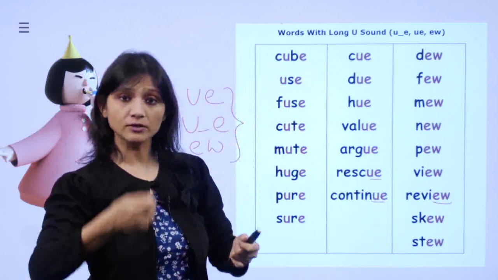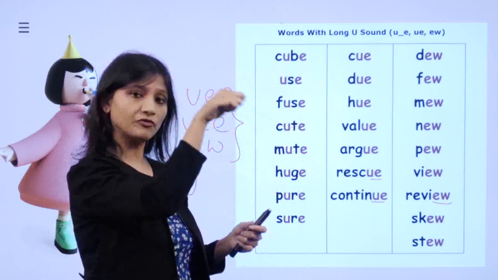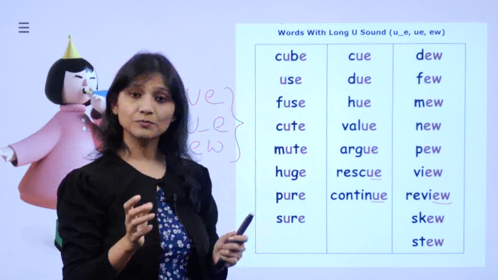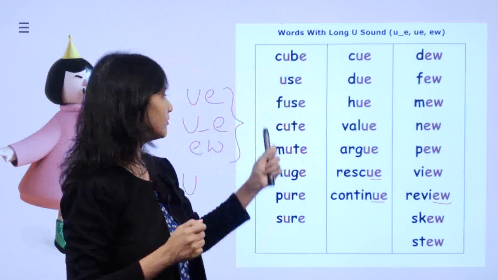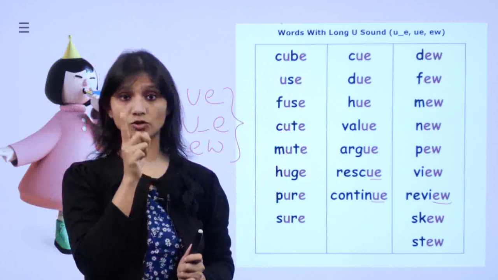We use our hands to eat. Use. Fuse. The fuse in the socket we put, no, fuse. Fuse. Cute. People say you are so cute. Okay, we will not say katoo. We will say cute. Mute. When they say do not talk.